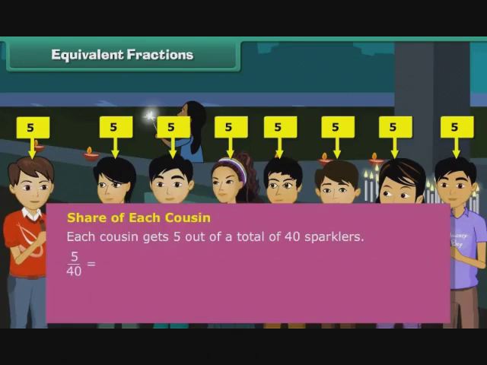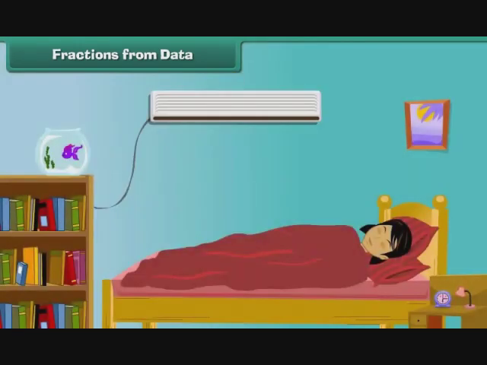5/40 is equal to 1/8. Thus, the share of each cousin in the whole is 1/8. 5/40 and 1/8 are equivalent fractions. Fractions from data. Let us now compute fractions from data without the help of figures.